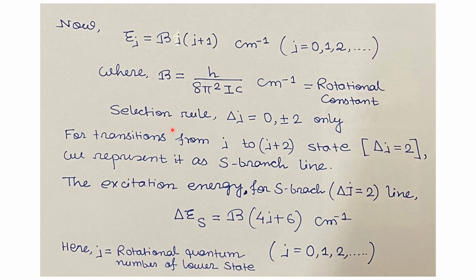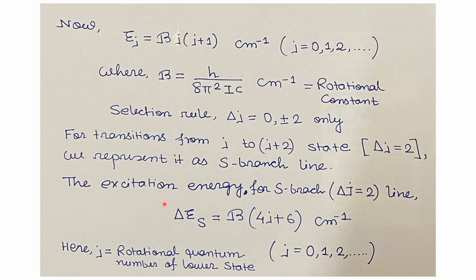The selection rule for the rotational quantum number is given by del j equals either 0 or plus minus 2 only. So this condition gives the possible allowed transitions in Raman spectroscopy. For transitions from j to j plus 2 step, that is del j equals plus 2, we represent it as S-branch line.